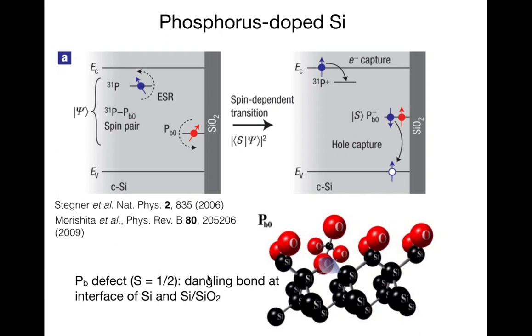It forms at the silicon dioxide surface interface, and it's essentially a dangling bond there. So what happens here now is that we have a spin being captured into the phosphorus, and then that spin, if it's in the singlet configuration, can drop down into the PB0 defect, which then is captured by a hole. So this is the recombination process.